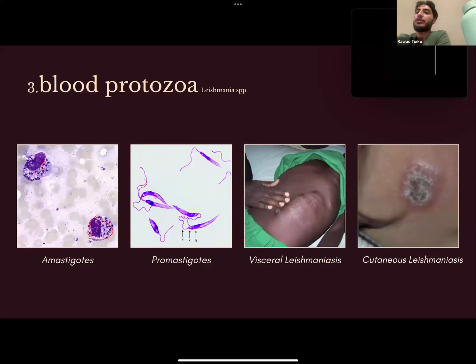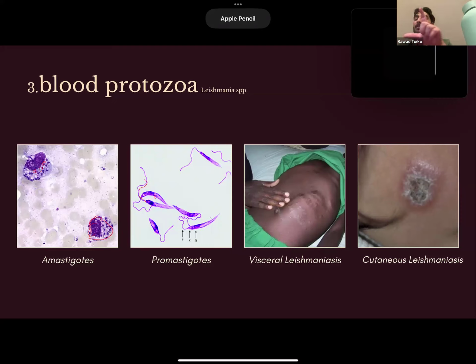Okay, so this is visceral leishmaniasis. This is what I was talking about. In this case, you would have the splenomegaly. And then this is cutaneous leishmaniasis. It would cause a skin sore, basically because of necrosis around the bite sites. So these are the pictures that you need to know for Leishmania.